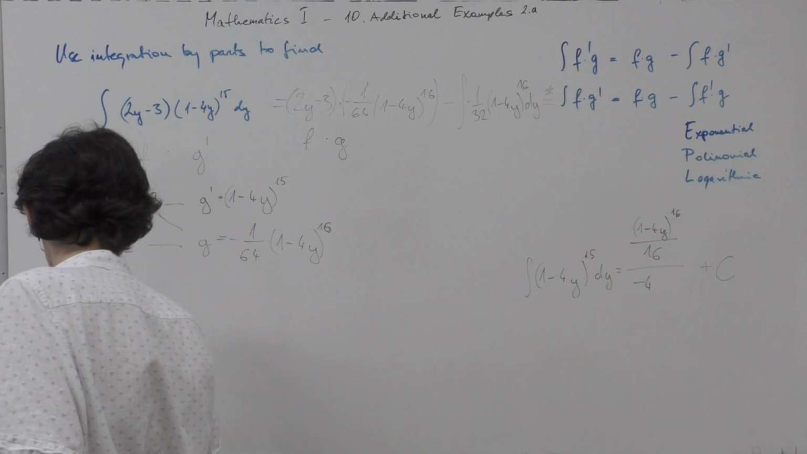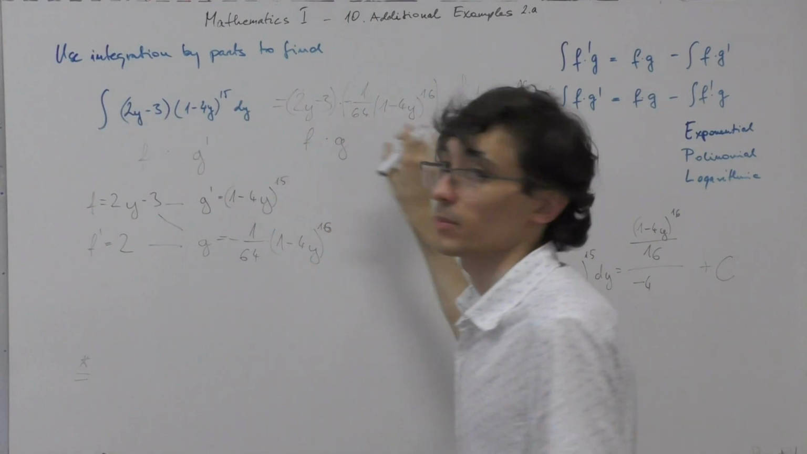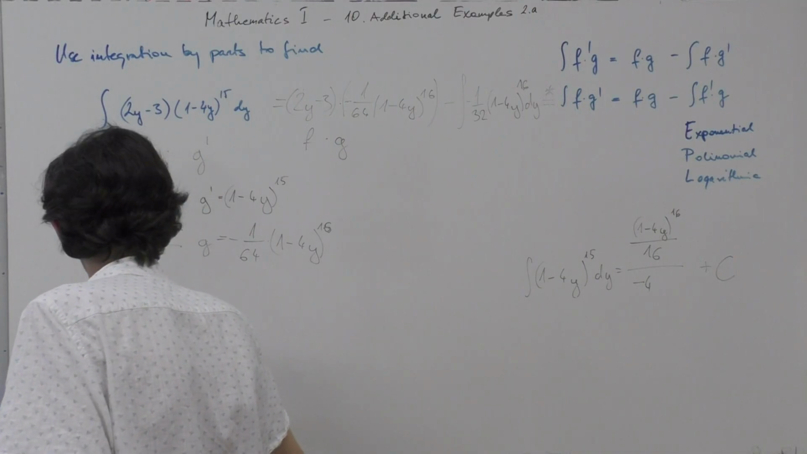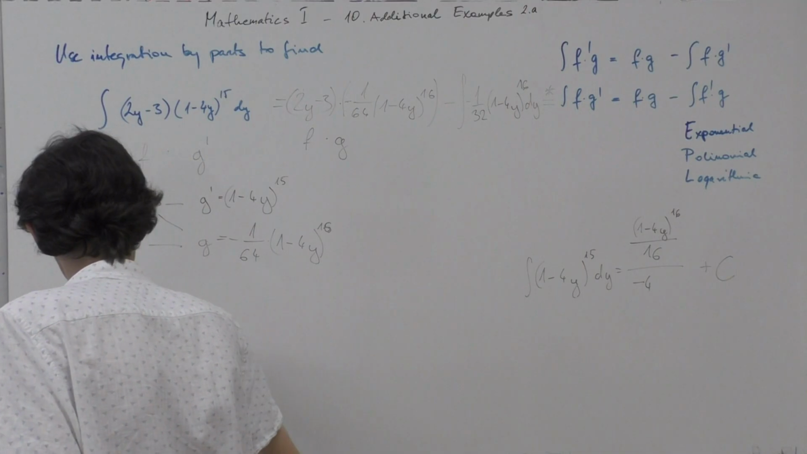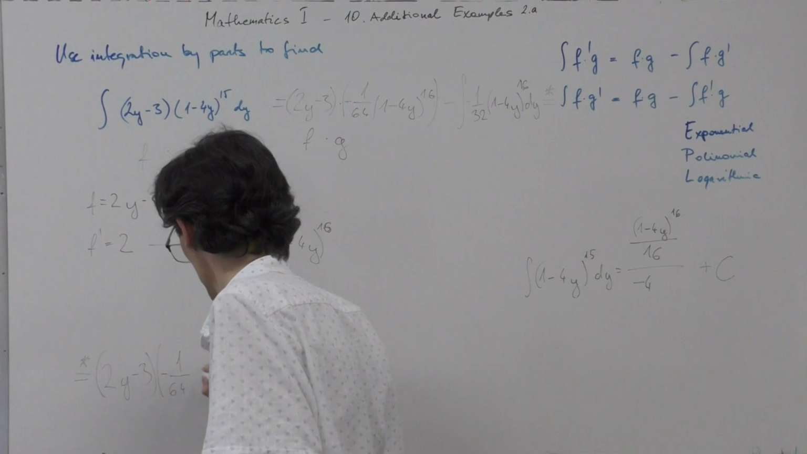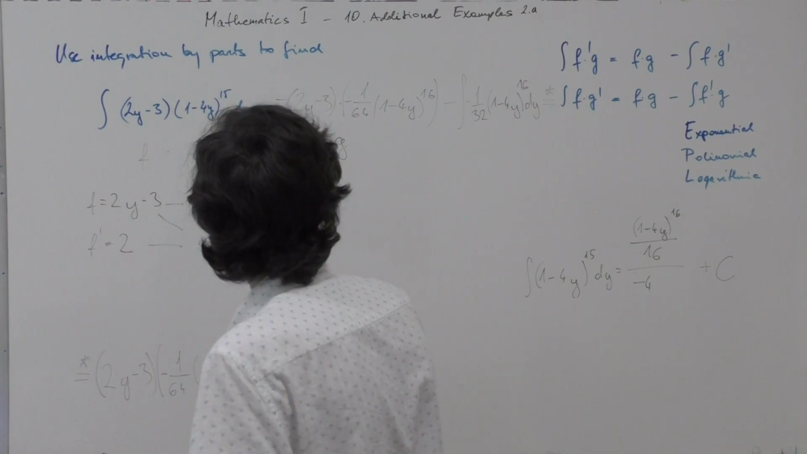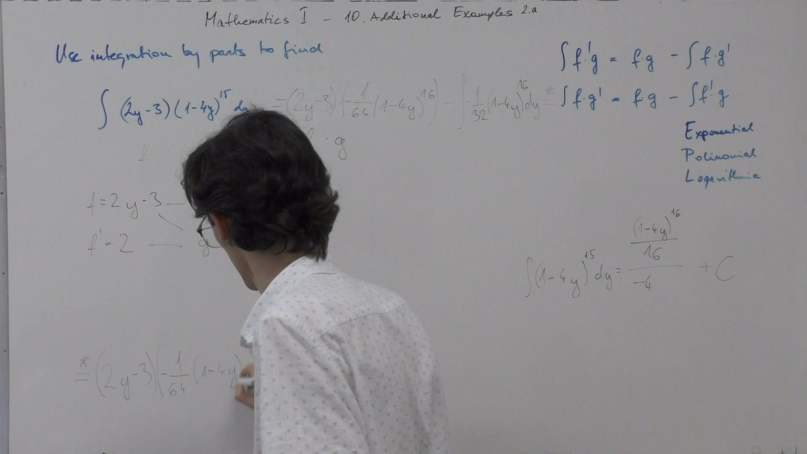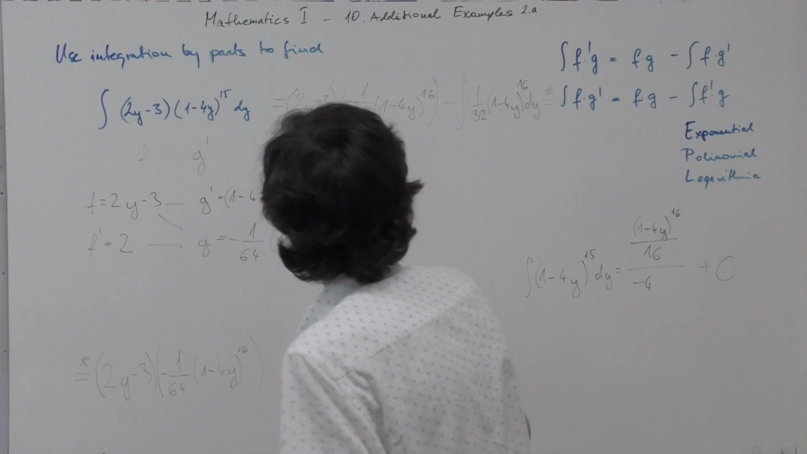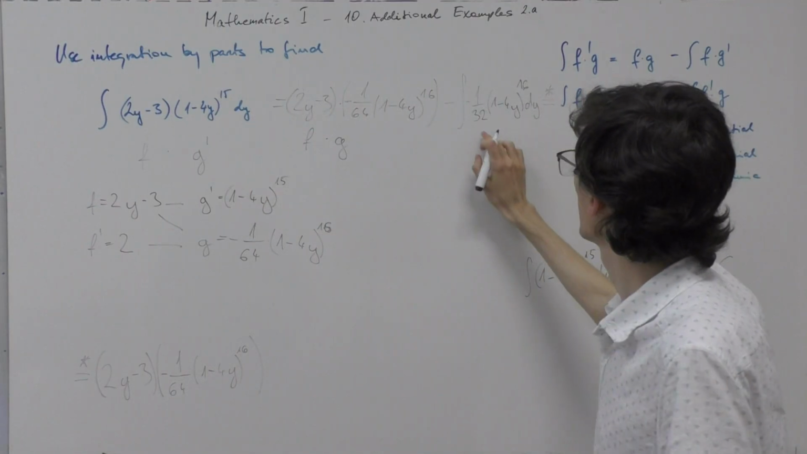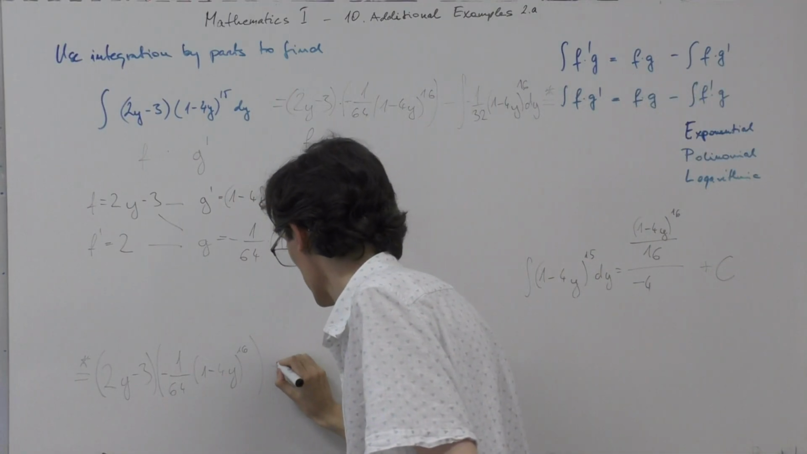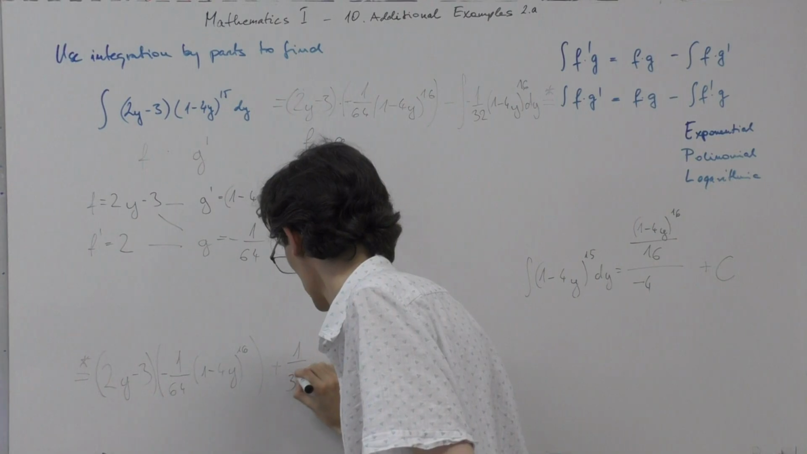Here, the first term, we can leave it as is, 2y minus 3 times negative 1 over 64 times 1 minus 4y to the 16th power. And here we have this integral, and we can factor out this negative 1 over 32. With this negative, it gives us plus 1 over 32.